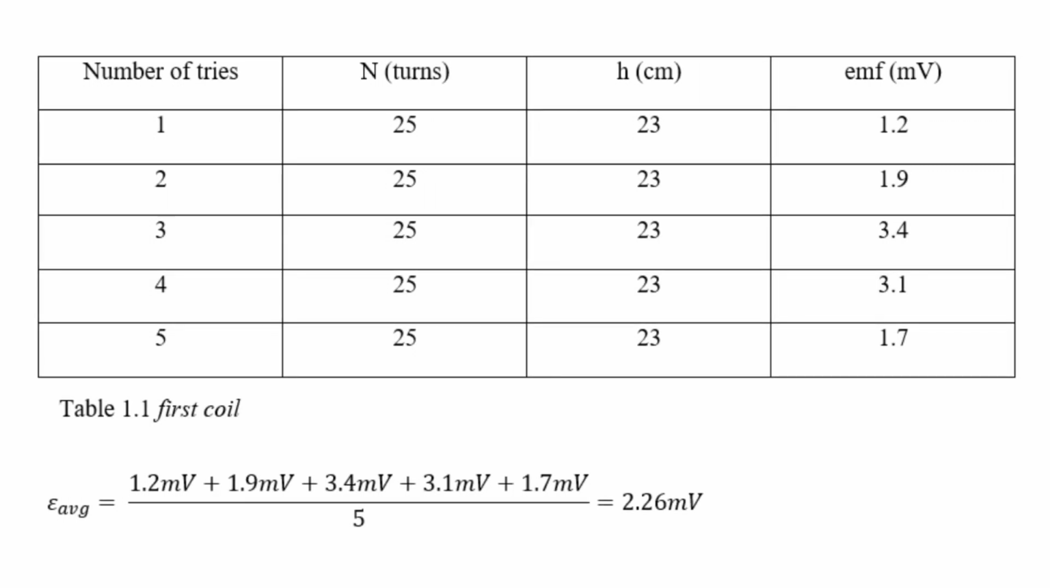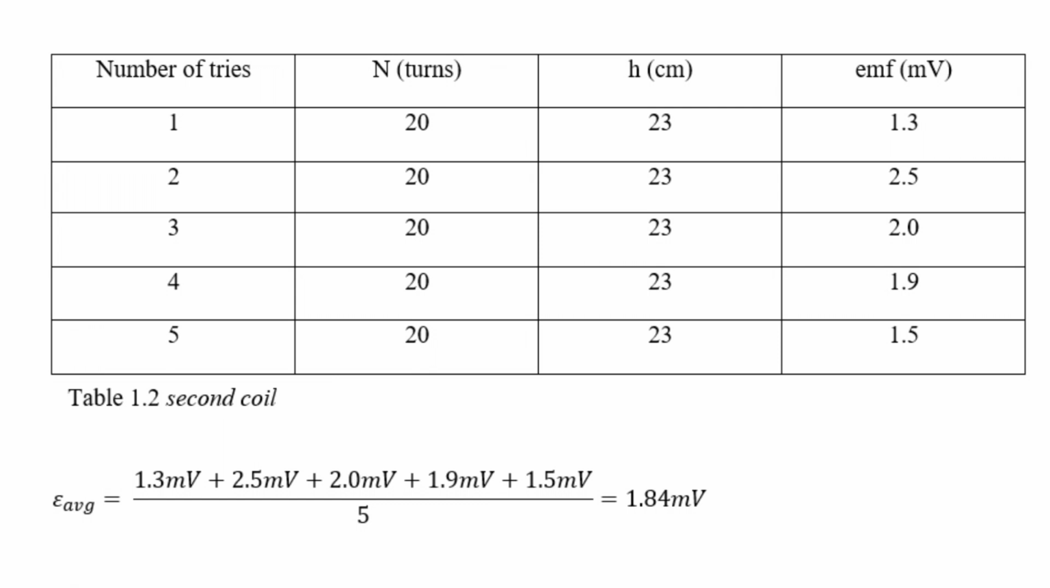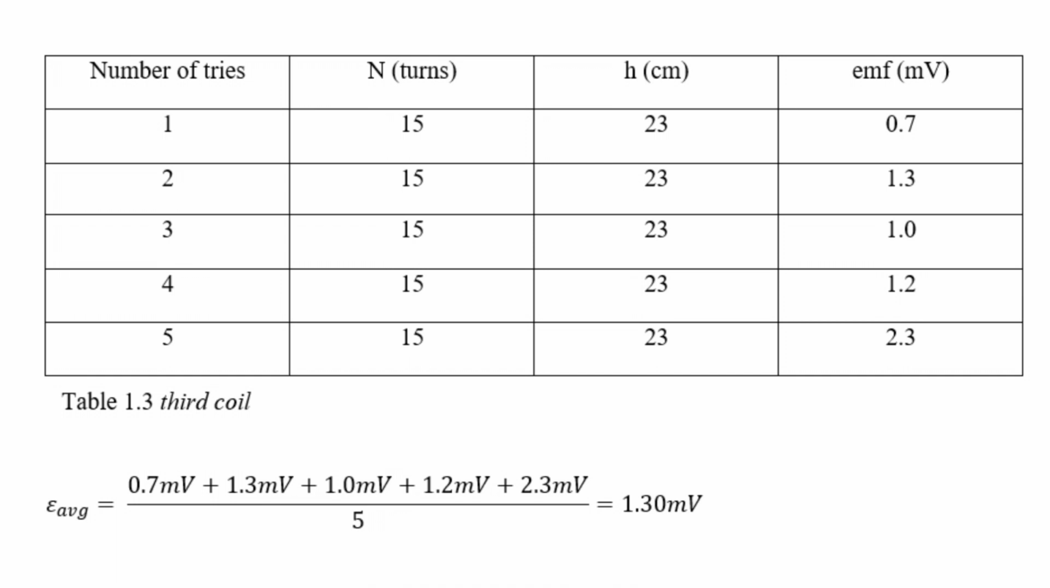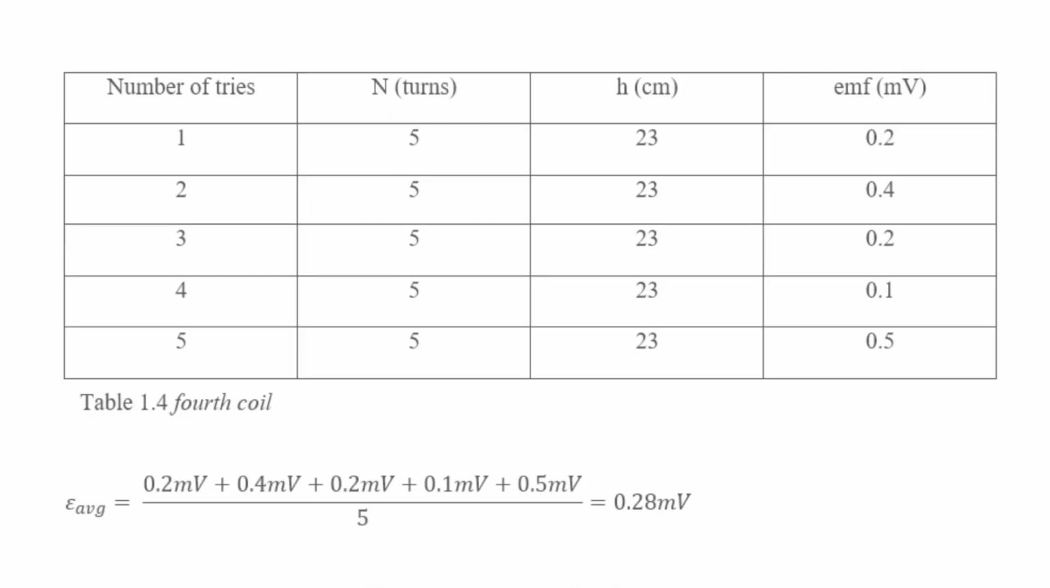This is for the coil with 25 turns, 20 turns, 15 turns, and lastly 5 turns. Then I plotted the graph with the results that I've obtained and drew the best line to show the relation between the number of turns and the induced EMF.